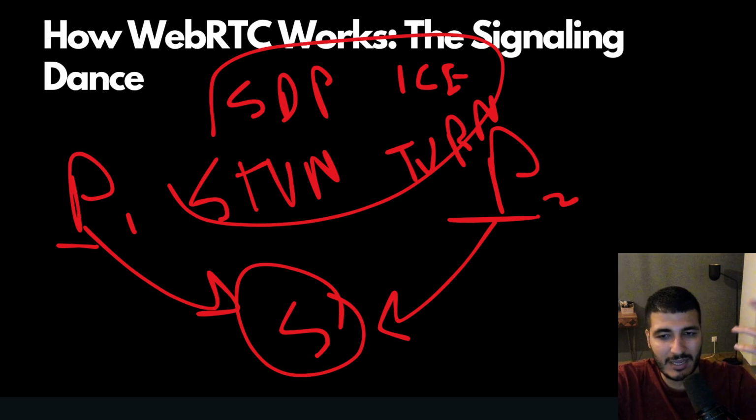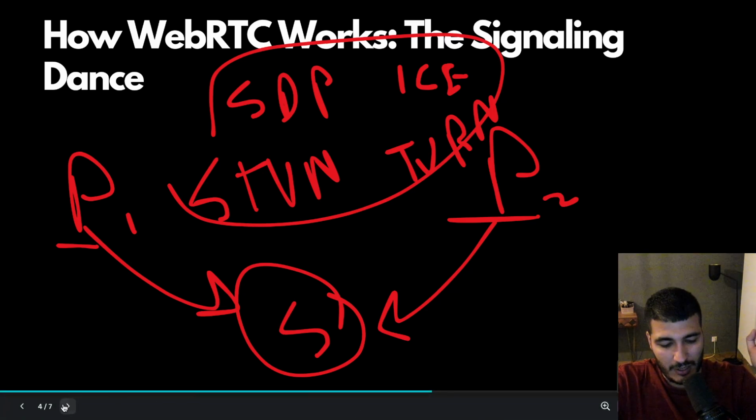After the signaling and the NAT traversal are complete, WebRTC establishes a direct peer-to-peer connection for the actual audio, video, and data transmission using protocols like RTP and SRTP, which is Real-time Transport Protocol, and Secure RTP for encryption. This is where the magic of low latency direct communication happens.